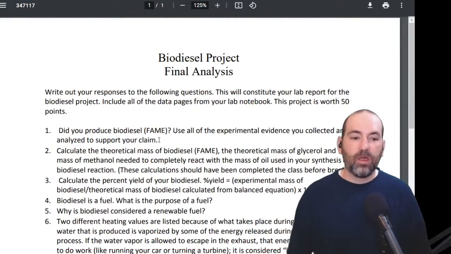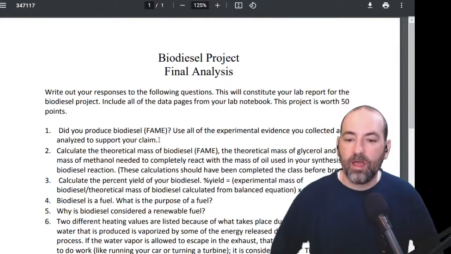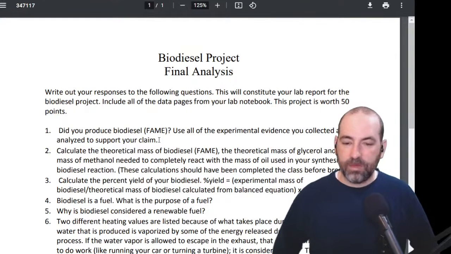And then next week, we will start on our final project, which is going to kind of take up the rest of the semester, looking at scientific papers and how to analyze them.